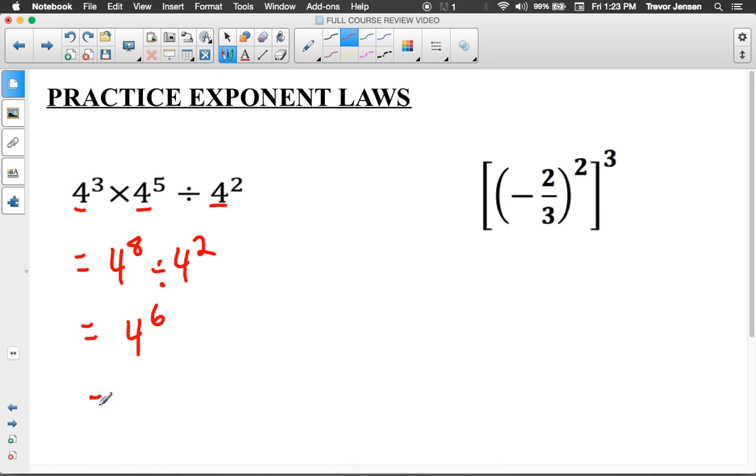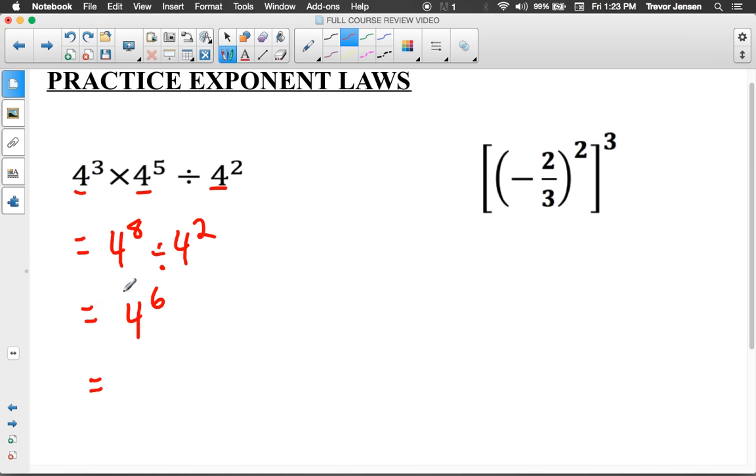And then after I've written it as a single power, I can evaluate it. 4 to the power of 6 is 4,096. Remember, 4 to the power of 6 means 4 times 4 times 4 times 4 times 4 times 4. It doesn't mean 4 times 6.